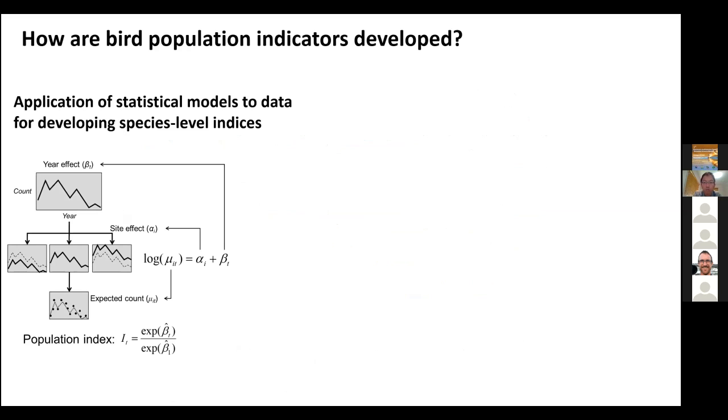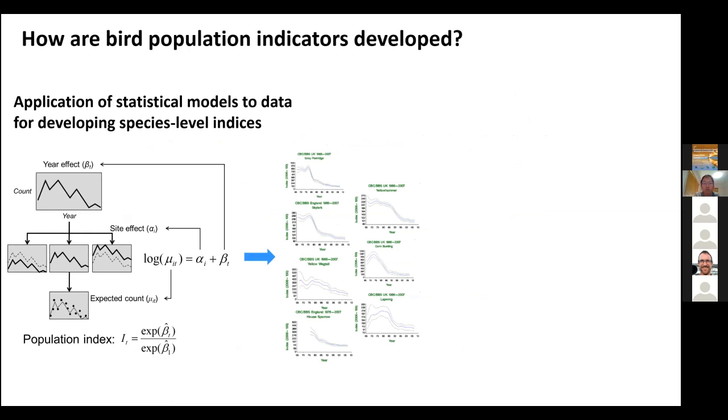I will not go into the technical details of how to develop such indicators, but in short, some sort of statistical models, such as generalized linear models, are applied to bird count data at each site each year to develop species level population indices. Then these species level population indices across species in a particular group, such as farmland specialists, are combined to develop community level population indicators.